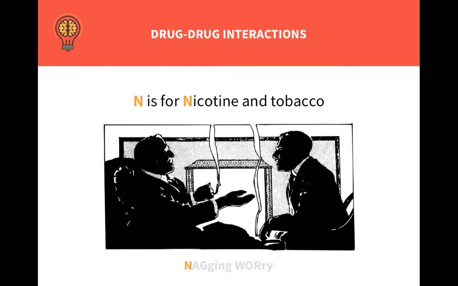N is for nicotine. Tobacco use results in induction of the 1A2 system, which is responsible for metabolizing many of the drugs we use commonly in psychiatry, including antidepressants and antipsychotics. Given that up to 70% of people with schizophrenia in the United States smoke frequently, this is something to be aware of, as sudden changes in smoking habits, such as quitting smoking, can cause levels of antipsychotics to fluctuate wildly.